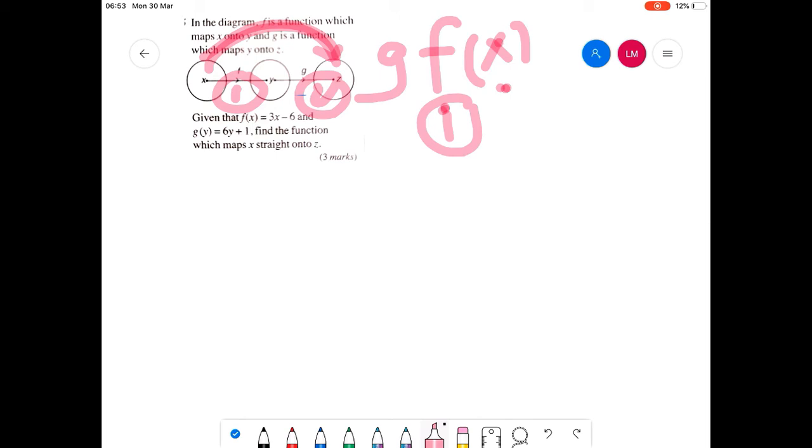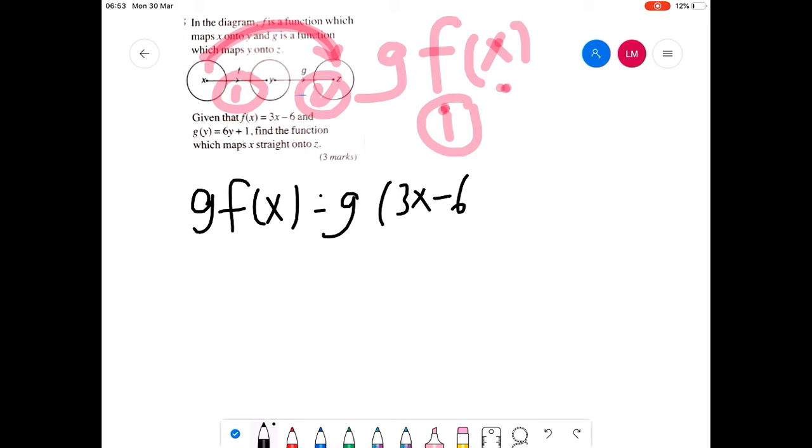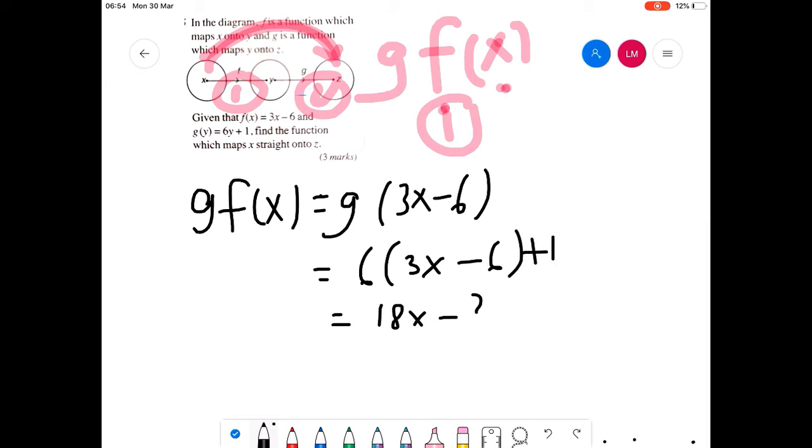Okay, now when you need to find gf(x), okay, so here g you remain, f(x) is actually 3x minus 6. Now we cut the 3x minus 6, and paste it into the g function. So 6, although here is in y, but we just plus 1. So you have 6(3x minus 6) plus 1. So 18x minus 36 plus 1. So you're going to get 18x minus 35.